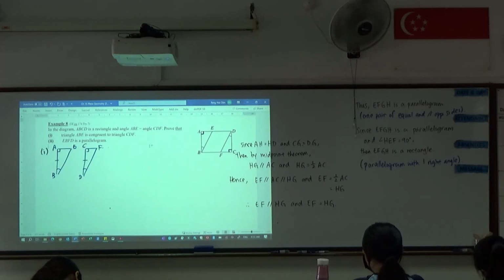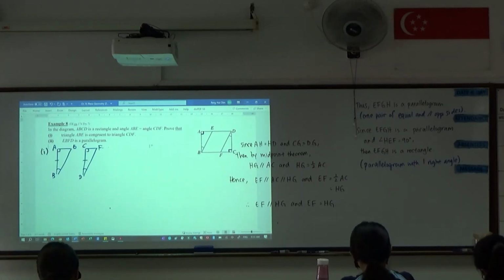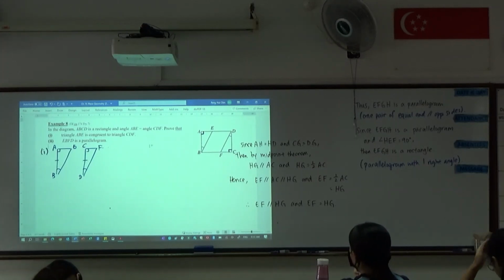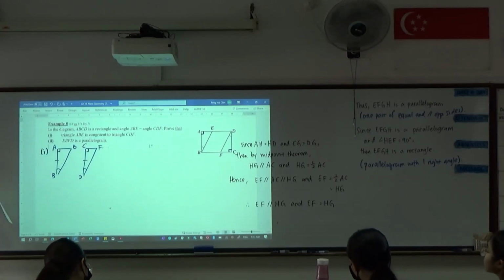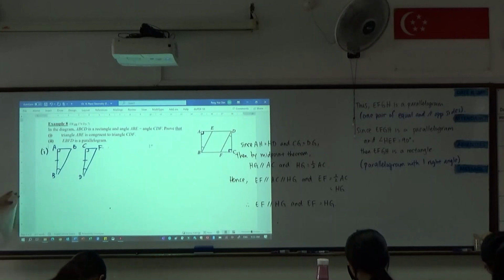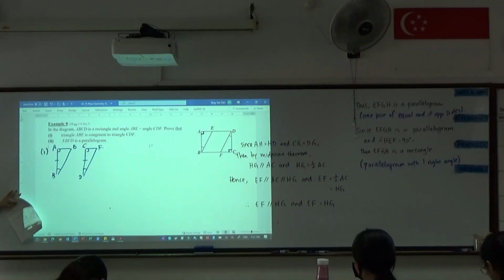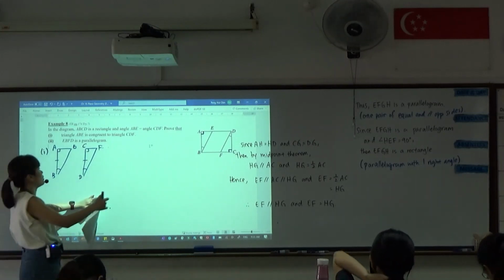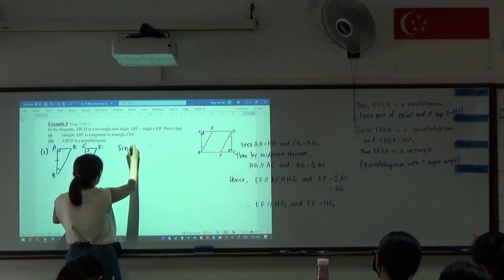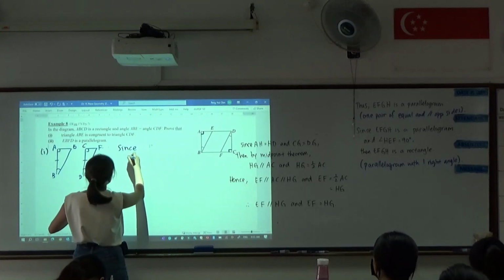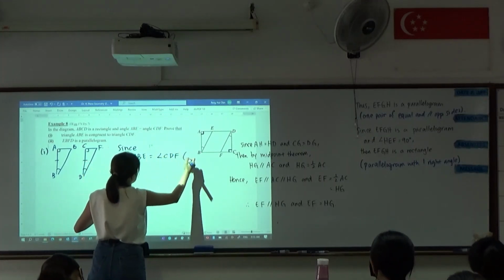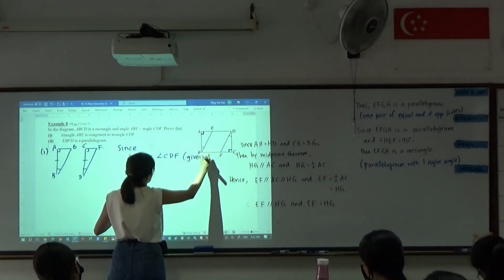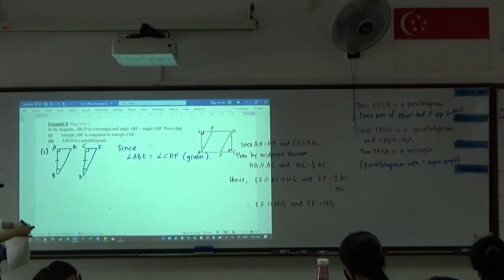So we go in search of our evidence first. In case any of you want to be a police officer, you must search for evidence before you can charge people. Now that we have all the evidence laid out, we know that the AAS test is fulfilled, and therefore we can prove our congruency. We'll write that down now. Since angle ABE equals angle CDF, that's given.